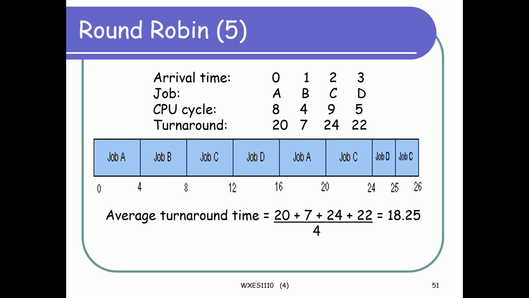So in the round robin, you have job A, job B, job C. Job A takes 4 seconds, then job B. Job B only takes 4, so job B is done. And then job C actually takes 9 seconds, but for the first allocation it only gets 4 seconds, so job C is put on hold, and we go to job D, and so on. So the average turnaround time is quite high, 18.25.